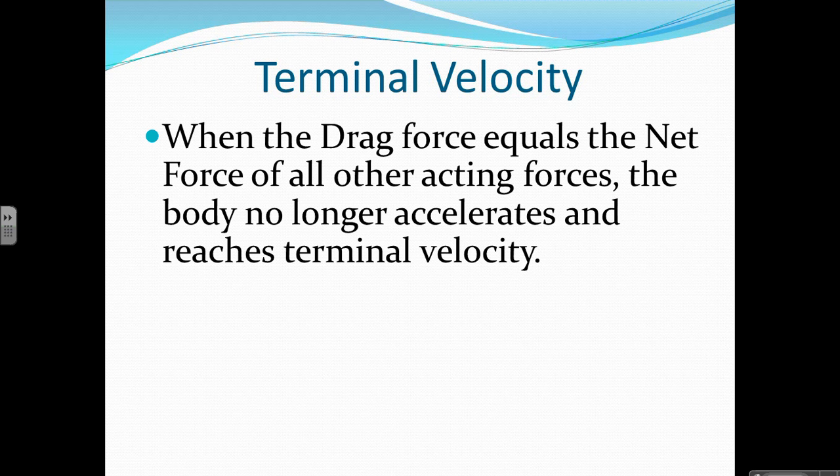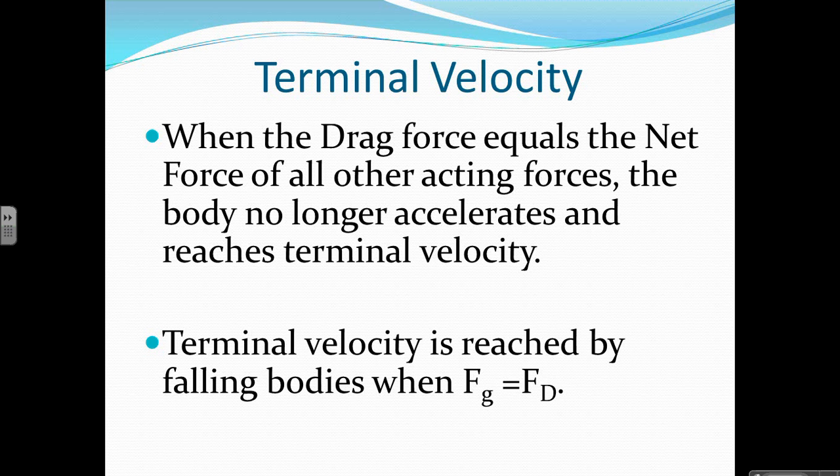Terminal velocity. Terminal velocity occurs when the drag force acting on an object is equal to the net force of all the other forces acting on the object. So all the forces acting on the object would give this object some net force pushing it in a direction. Eventually, the drag force will become so much that it equals all these other forces, in which case there's no net force on the object, it no longer accelerates, and at that juncture the velocity is constant. We refer to this constant velocity as terminal velocity.